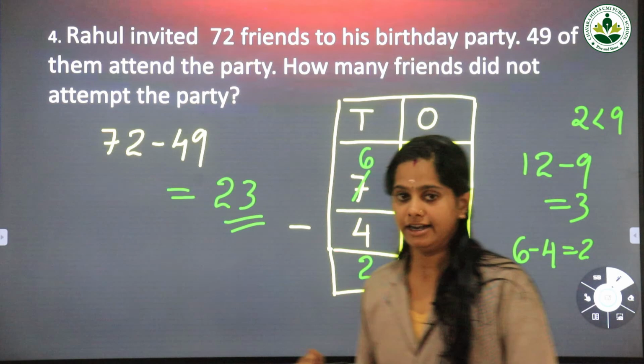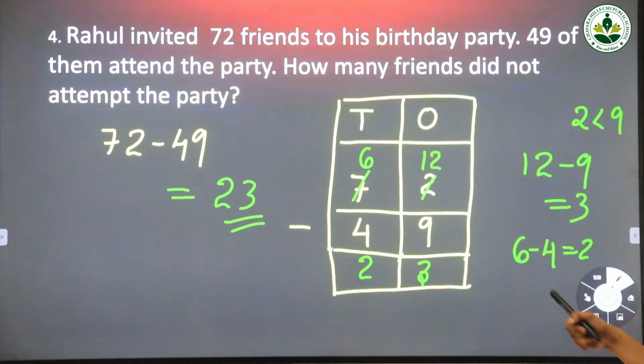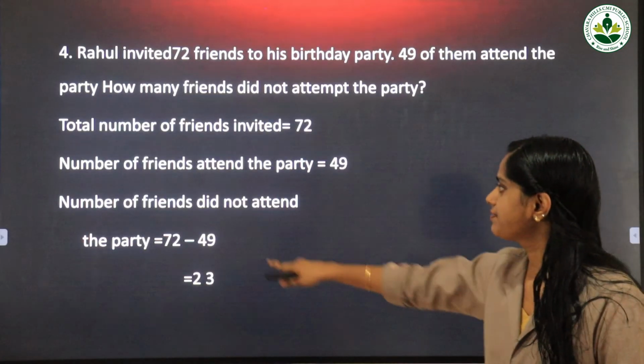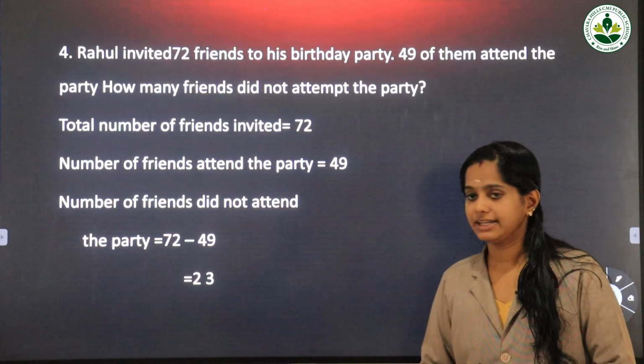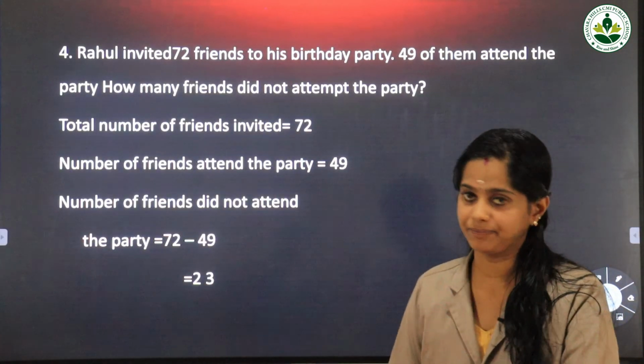23 is the difference. So we can see that the number of friends who did not attend the party is 23.